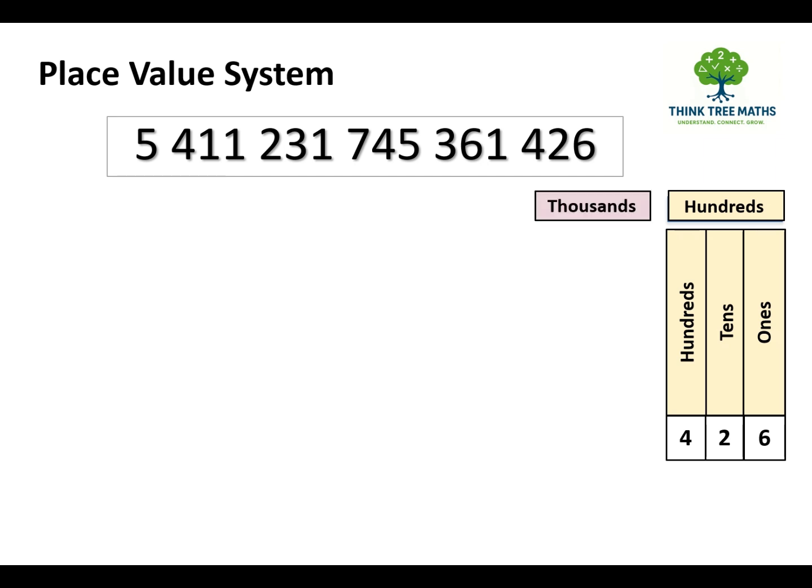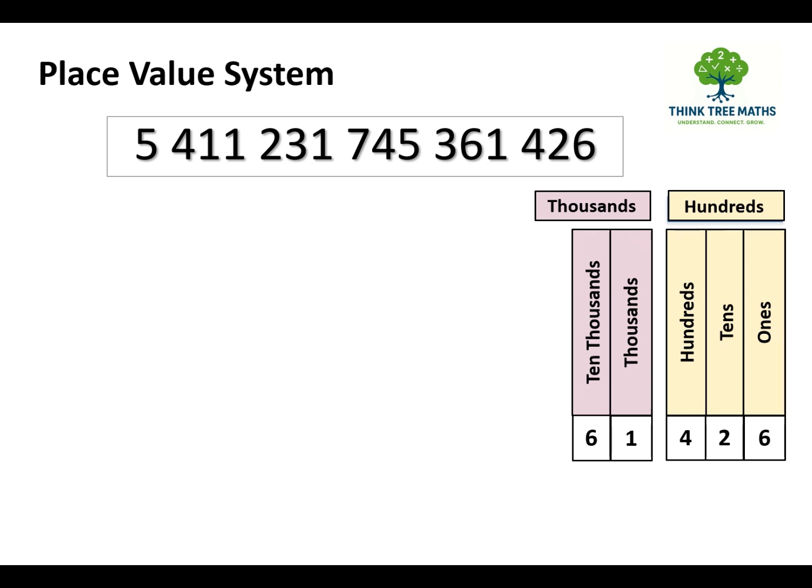The next period to the left is collectively called thousands. Any number that is followed by 3 place values in a whole number is read as 1,000. One will read as 1,000 because it is followed by 3 place values, the hundreds, the tens, and the ones. So the number on display is 1,426.